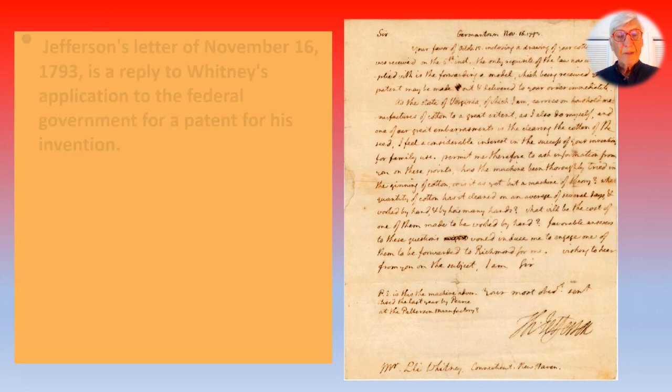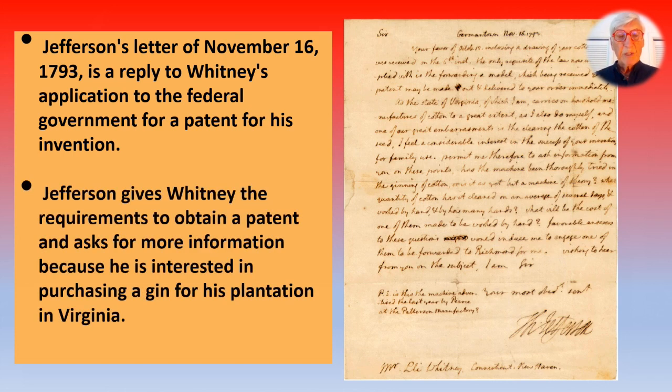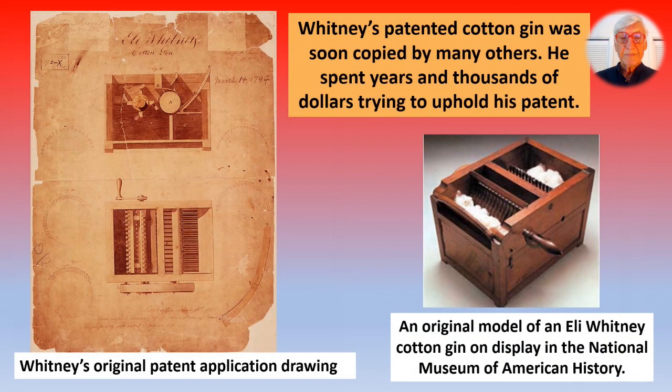Jefferson wrote a letter in 1793 in reply to Whitney's application for his patent. Jefferson gives Whitney the requirements to obtain a patent and asks for more information because he's interested in purchasing a gin for his cotton plantation in Virginia. Whitney's patented cotton gin was soon copied by many others, and he spent years and thousands of dollars trying to uphold his patent. And here, as I said, is the original model. It's at the National Museum of American History.